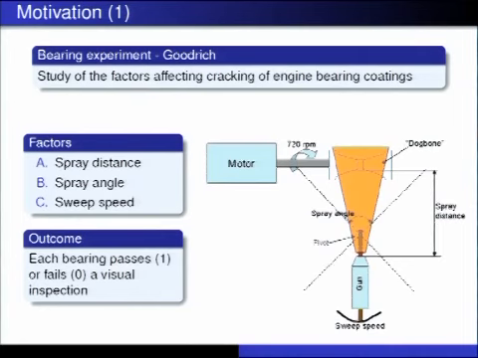Okay, so our example comes from the aeronautics industry, and it's a study to investigate the factors that affect the cracking of a coating on an engine bearing in an airplane engine. So the schematic shows us the experimental setup. We've got a pair of bearings here which are connected to a motor which spins them round, and then the spray gun sprays the coating onto the bearings.